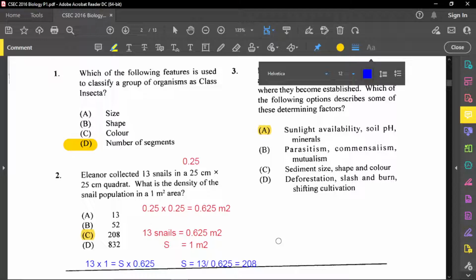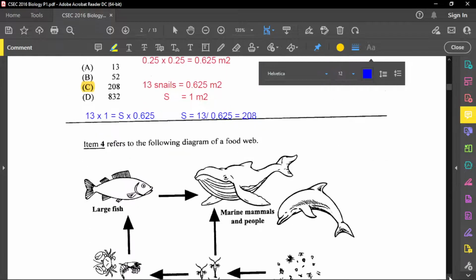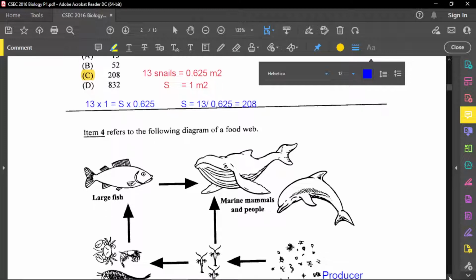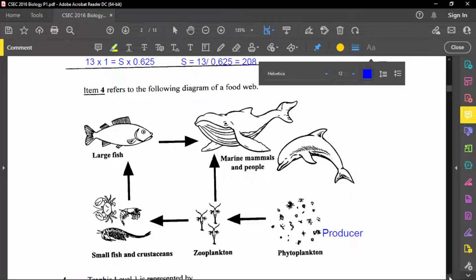All right, now let's go to the next question. The next question I'm going to go into is question number 4, actually. Question number 4 refers to the following diagram of a food web. Food web is a common question, so please make sure you know your food web. Here we have phytoplankton, zooplankton, small fish and crustaceans, large fish, marine mammals, and people.